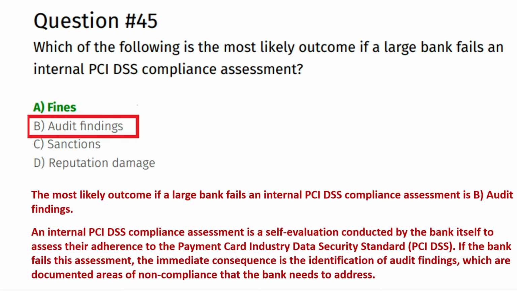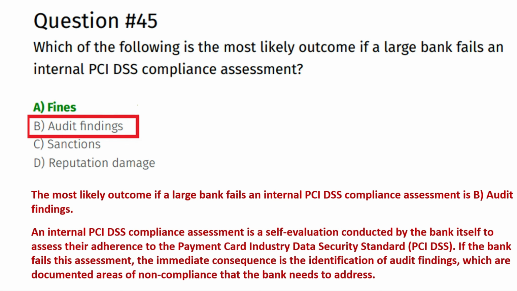The next question is, which of the following is the most likely outcome if a large bank fails an internal PCI DSS compliance assessment? Option A, fines. Option B, audit findings. Option C, sanctions. Option D, reputation damage. And the correct answer for this question is option B, audit findings.